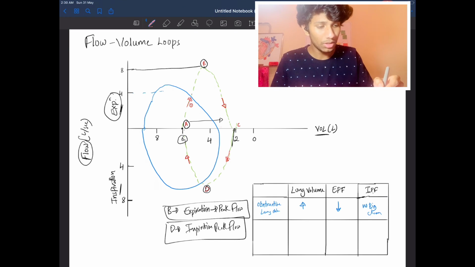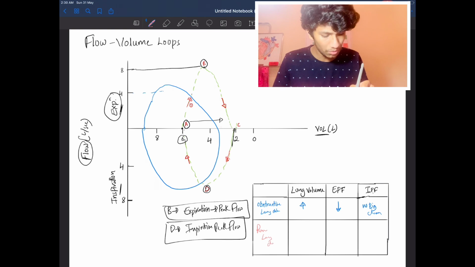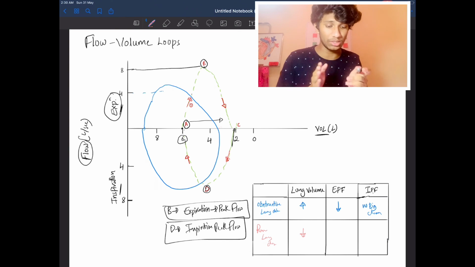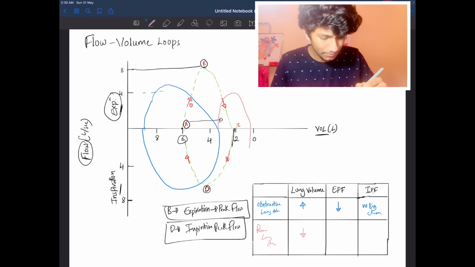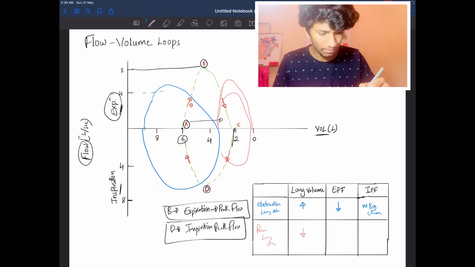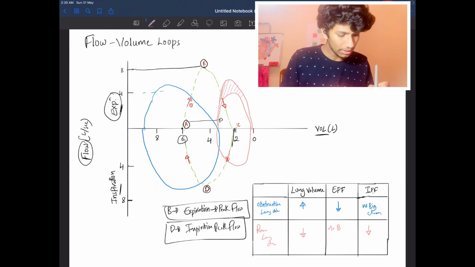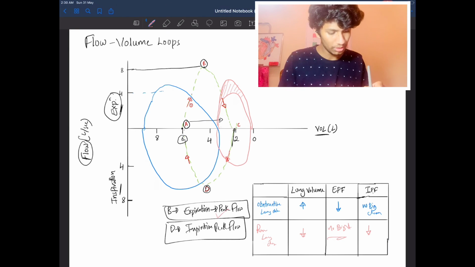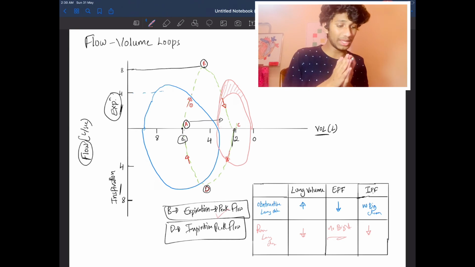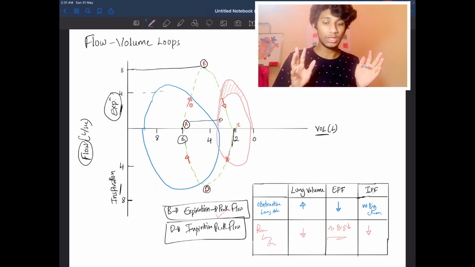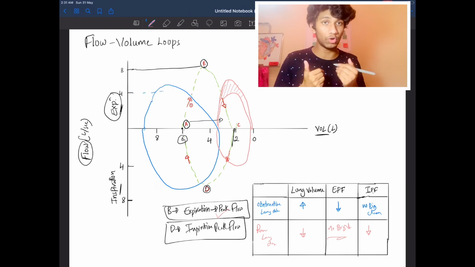But coming to restrictive lung diseases, there is a decrease in volumes. There is no increase in the volumes of the lung, but a comparative decrease. There is no big change in expiratory peak flow, but there is a considerable change in inspiratory peak flow. So these are the pathological situations related to the flow volume loops.